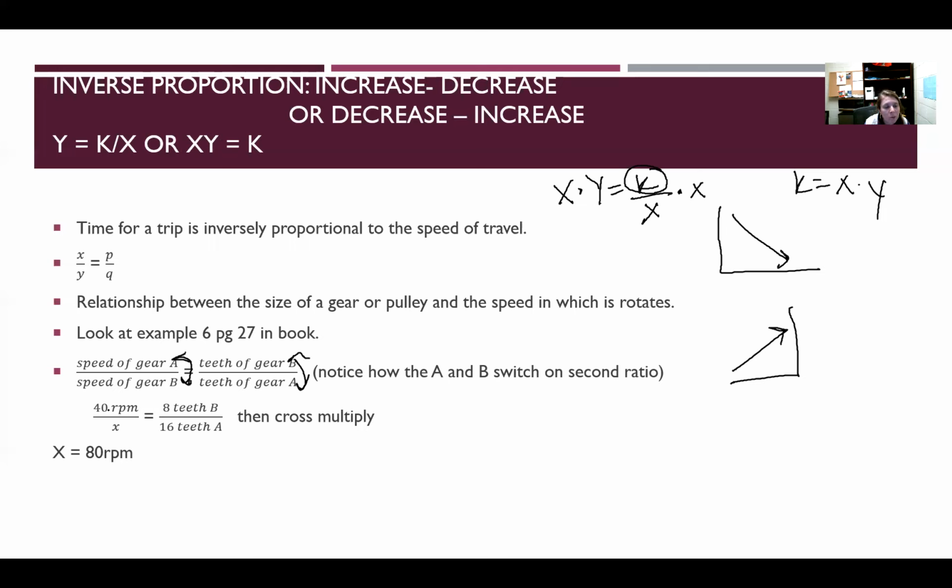So if you have a problem and you have the speed of gear A is 40, and you know the teeth of A is 16, that goes on the bottom. We're trying to find the speed of gear B, and you know the teeth of B is 8. So still we set up very similarly, except this time you switch the two, and then we cross multiply, and you would end up with 40 times 16 is equal to 8 times x. Still solve it similarly, and you end up with 80. So this is the speed of gear B.